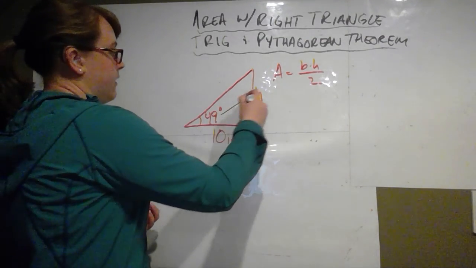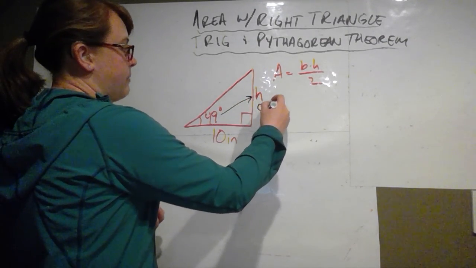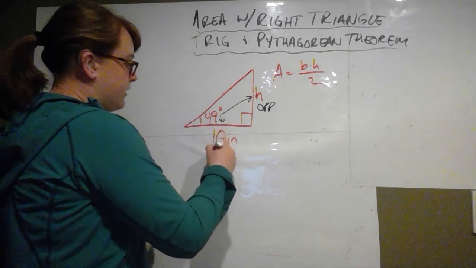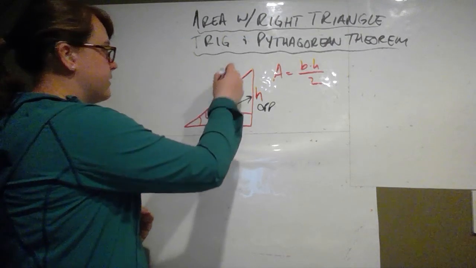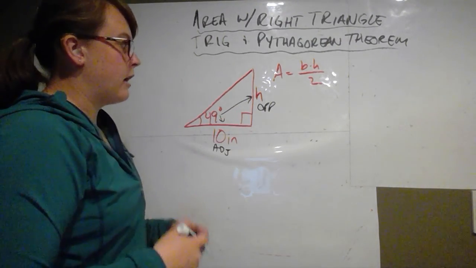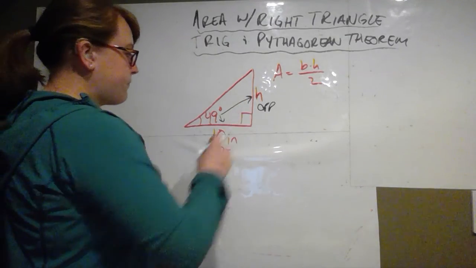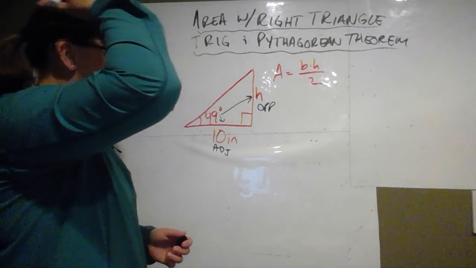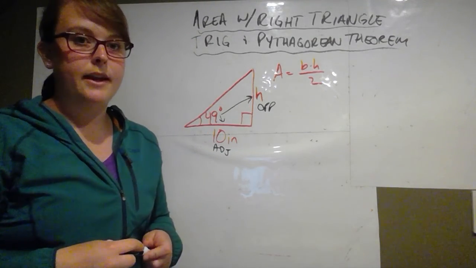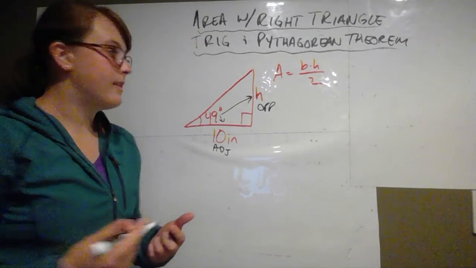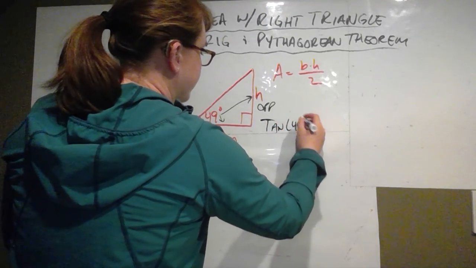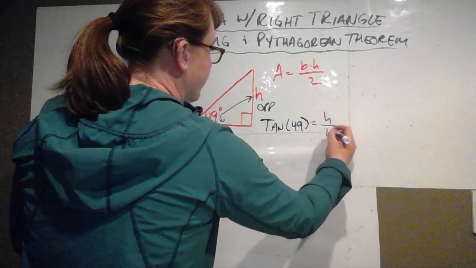So h is the opposite side of my 49-degree angle. 10 is the adjacent side, because this side that we also don't know is the hypotenuse, across from the right angle. But we don't care about that one. We only care about these two. So now that I know I'm dealing with opposite and adjacent, that means that we're going to be working with tangent here. So I'm going to set up my equation. Tangent of 49 degrees equals h over 10.